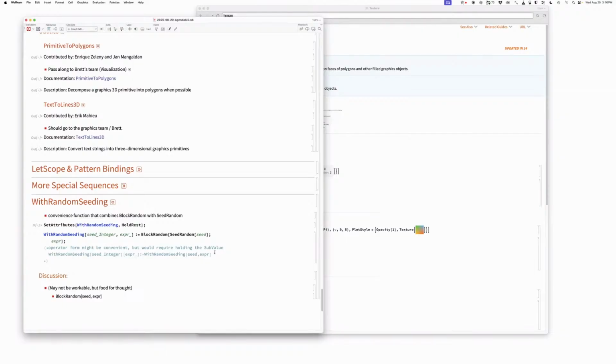Yeah, I mean, I think we all understand the concept. It's basically a convenience function for combining BlockRandom and SeedRandom together. I guess my main question is, is there anything else to it beyond that? I had thought, oh, maybe if we could have an operator form, but we run into the sub-value evaluation hold problem. But, you know, the sub-value hold problem. Go ahead. Isn't this just BlockRandom with the RandomSeeding option? It is. So, wait a minute. With the RandomSeeding option, yes, does it have a RandomSeeding option?